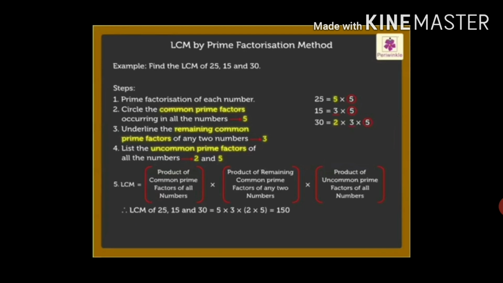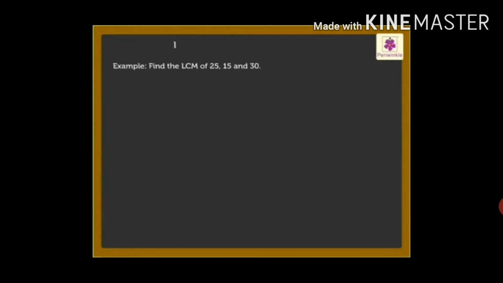Now, let us see how to find the LCM by the common division method. Let us find the LCM of the same numbers, that is 25, 15, and 30 by this method. Here, we would be finding the prime factors of all the numbers together.